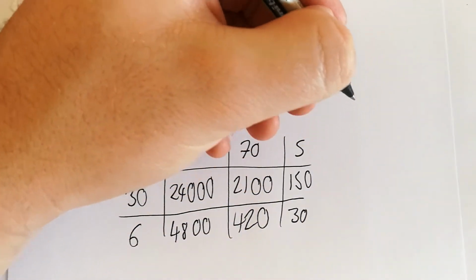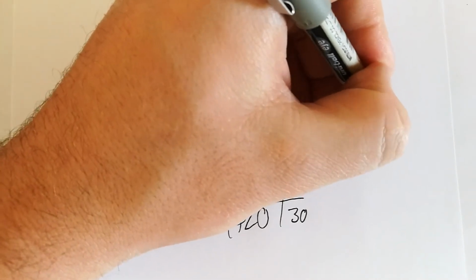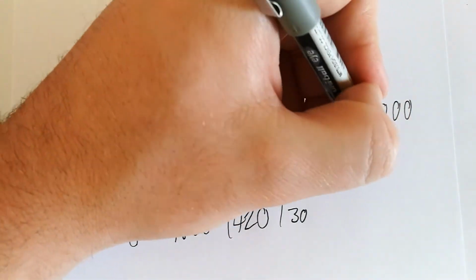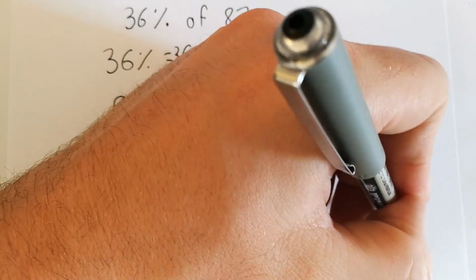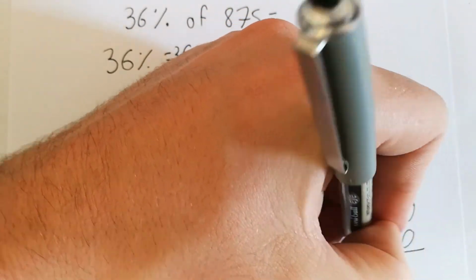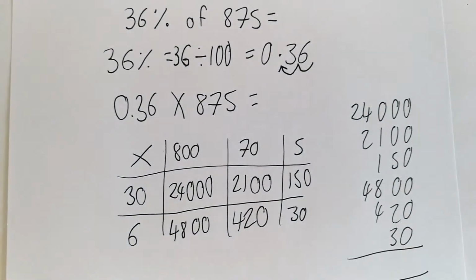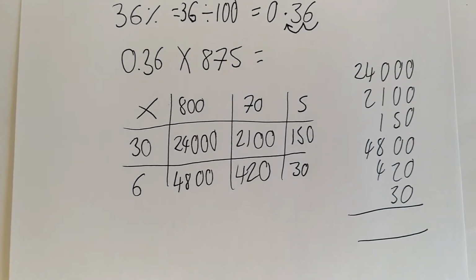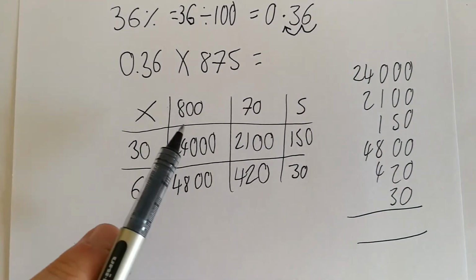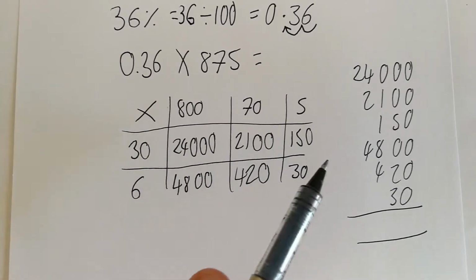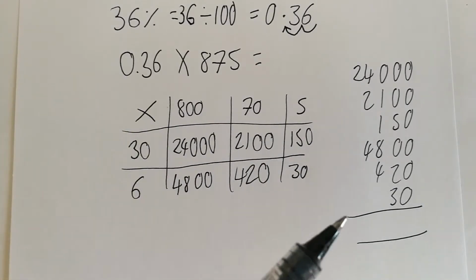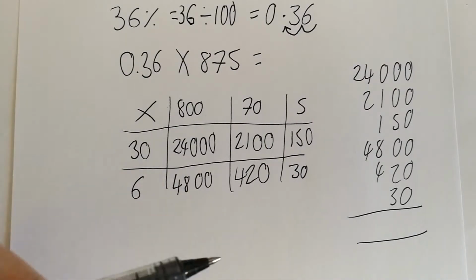We then need to add up all our numbers. So we've got 24,000, 2,100, 150, 4,800, 420, and then 30. Move up the page a little bit. I always just add one next to the other, going along from left to right. It saves missing any. Don't worry about trying to get them in order or anything like that.